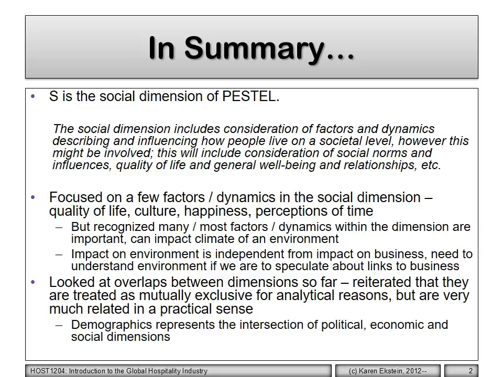The impact on an environment is independent from the impact on a business. We need to understand the environment if we're to speculate about the links to business. In other words, we need to understand the social factors independently, and then we can start to examine how that relates to or impacts businesses within that environment or affected by that environment. Today, we spent a little bit of time looking at overlaps between the dimensions, and we reiterated that it's necessary for us to think of these as mutually exclusive for analytical reasons, but recognize that they're also very much interrelated. And our examination of demographics showed just that. Social factors are very much tied to economic and political factors.